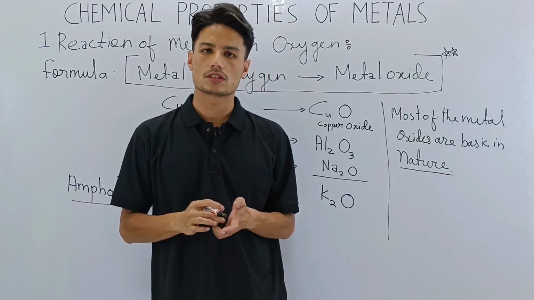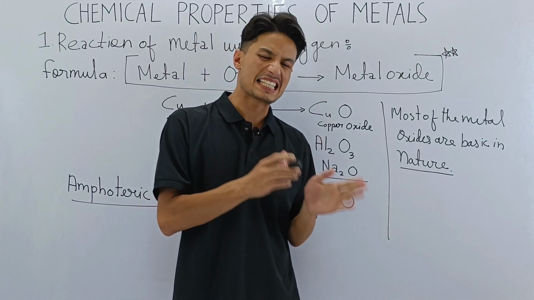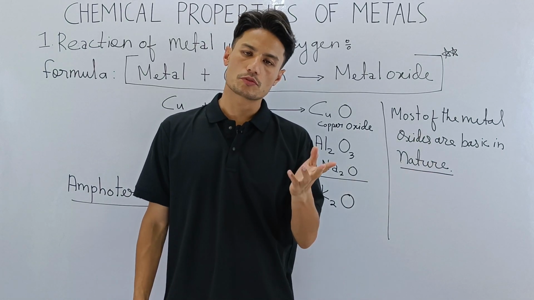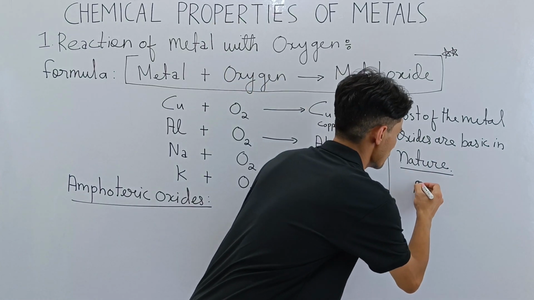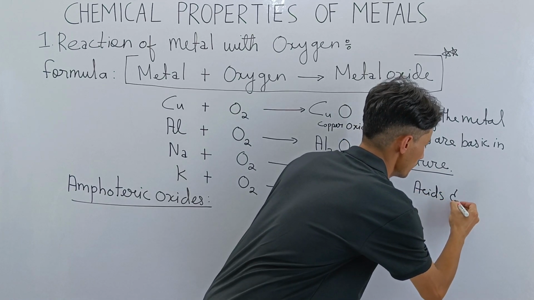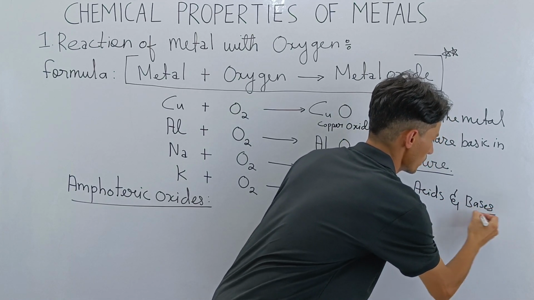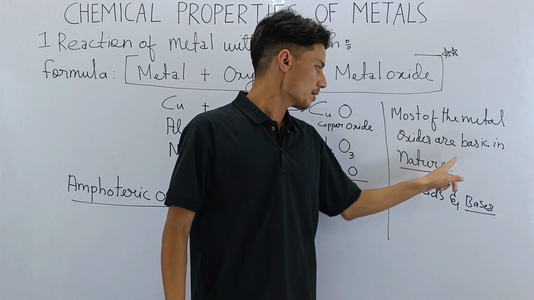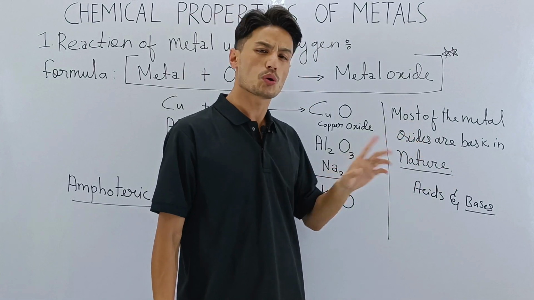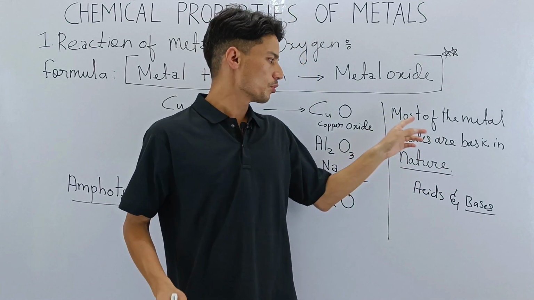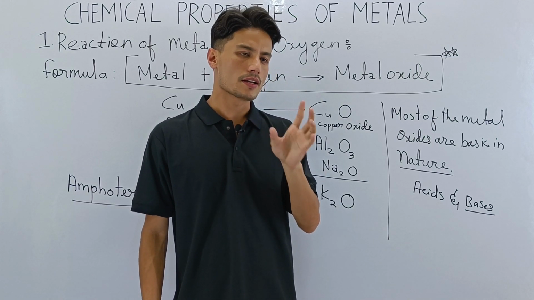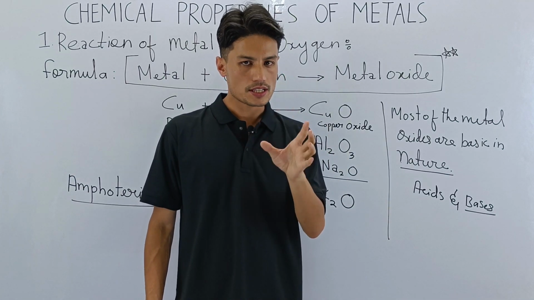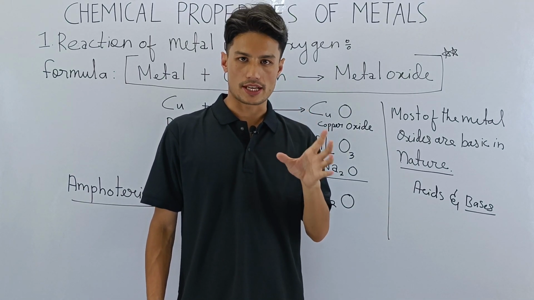In chapter 2, you will be studying about acids and bases. When I take up that lesson, I'll explain to you in detail. But remember, substances are of two types: acids and bases. Here we are discussing bases. So most of the metal oxides are basic in nature. I said most, not all. Since I said most, there are some metal oxides which may be both basic as well as acidic. Such metal oxides are called amphoteric oxides.